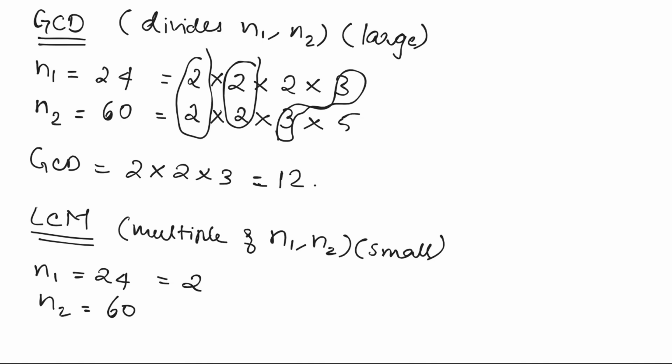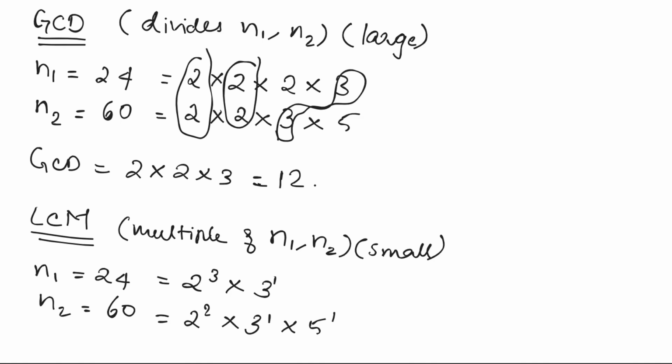So it is 2 cube into 3 power 1. And for 60 it is 2 power 2 into 3 power 1 into 5 power 1. So we are taking all these factors with their powers. We have 3, 2 and 1, 3. So 2 to the power 3 is 2 into 2 into 2. While taking this, we are going to find the smallest value. That means we have to take the highest power.